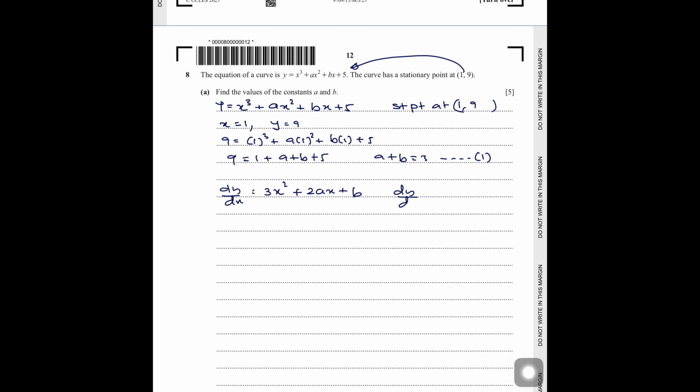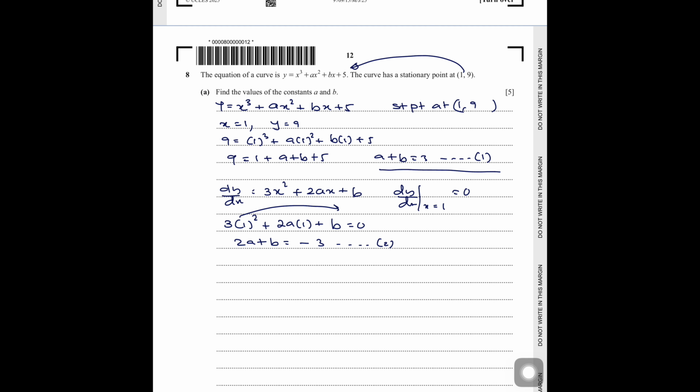So dy over dx at x equals 1 is 0. So 3 times 1 squared plus 2a times 1 plus b equals 0. So I'm sending 3 over there. So 2a plus b is negative 3, equation number 2.